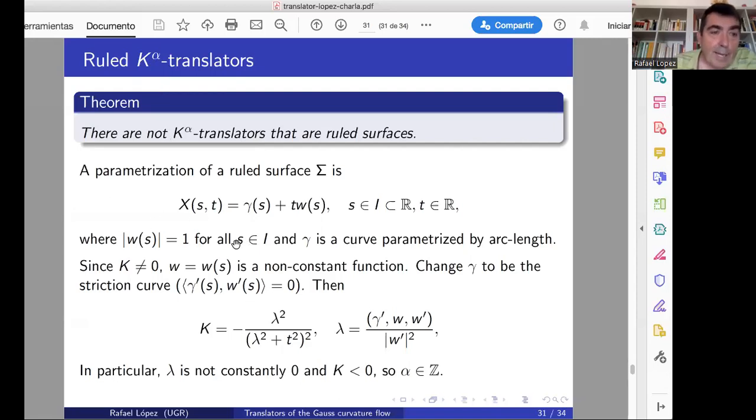Then I consider this parameterization of the ruled surface. The rulings cannot be parallel. You see, the surface cannot be cylindrical because in this case the Gauss curvature is 0. For this reason, I change the curve gamma to be the striction curve, with some condition. And then this is the Gauss curvature, which is negative. This is a classical formula in differential geometry. Alpha is an integer number.